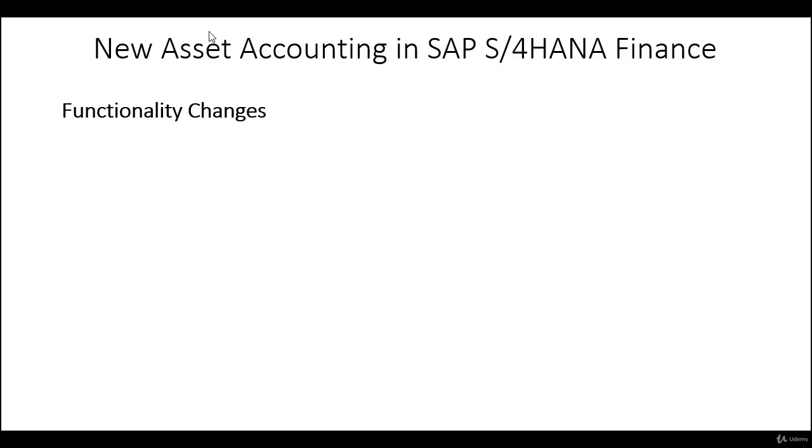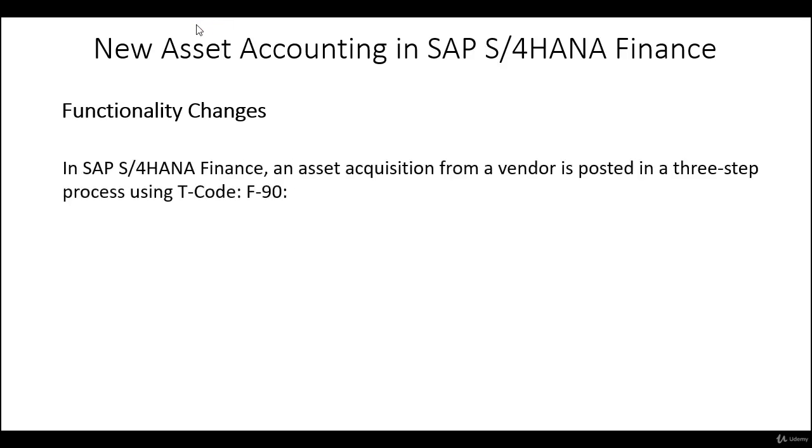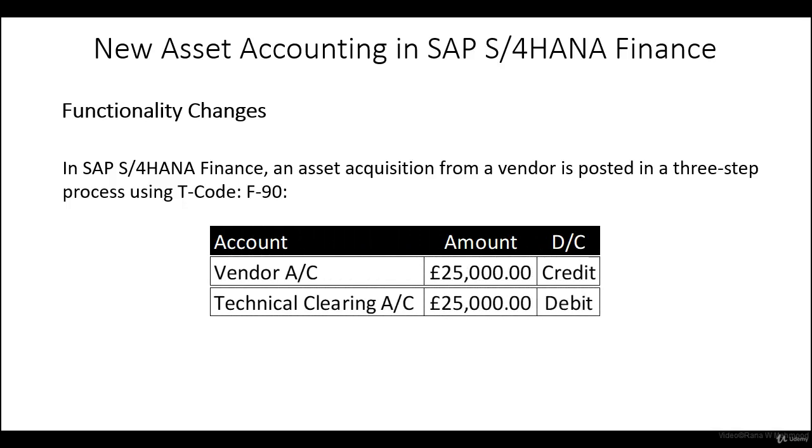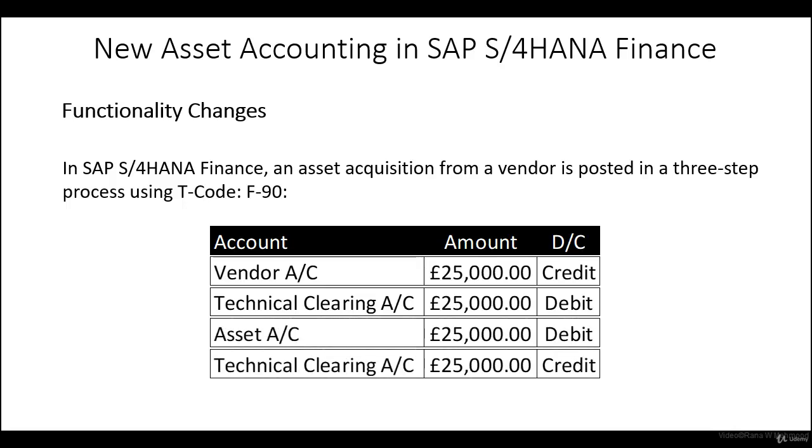And what happens in SAP S/4HANA if we post an acquisition using the same transaction code? In SAP S/4HANA Finance, an asset acquisition from a vendor is posted in a three-step process, right? The vendor account is credited and the technical clearing account is debited, not the asset account here, which I showed you in the SAP ECC process. Secondly, the asset account is debited and the technical account is credited.